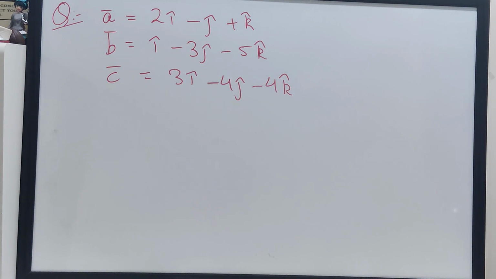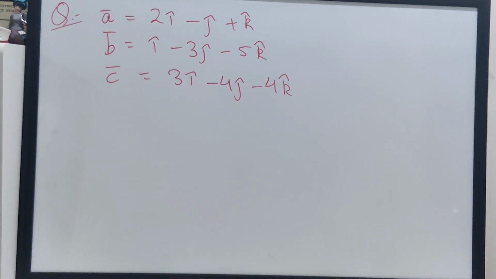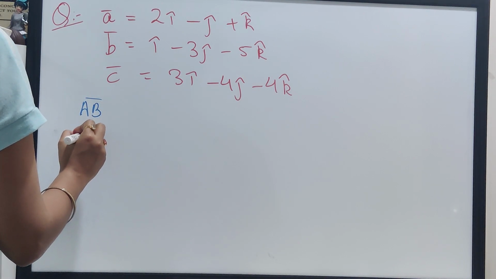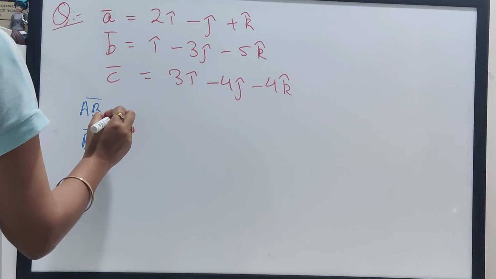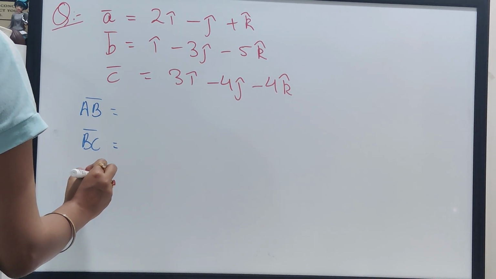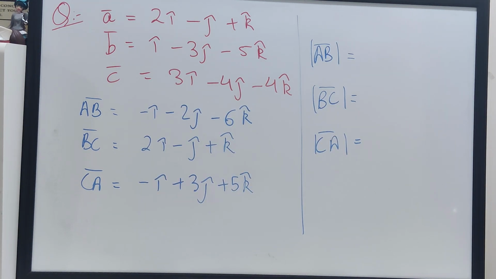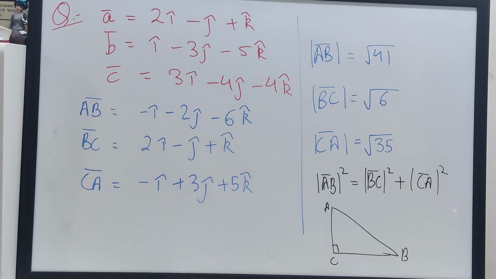Next question, show that A, B and C form the vertices of a right angled triangle. So first calculate AB, which will be equal to B minus A. Similarly calculate BC and CA. Now take out the magnitude of AB, BC and CA, and we can see by Pythagoras theorem that yes, this forms a right angle triangle.